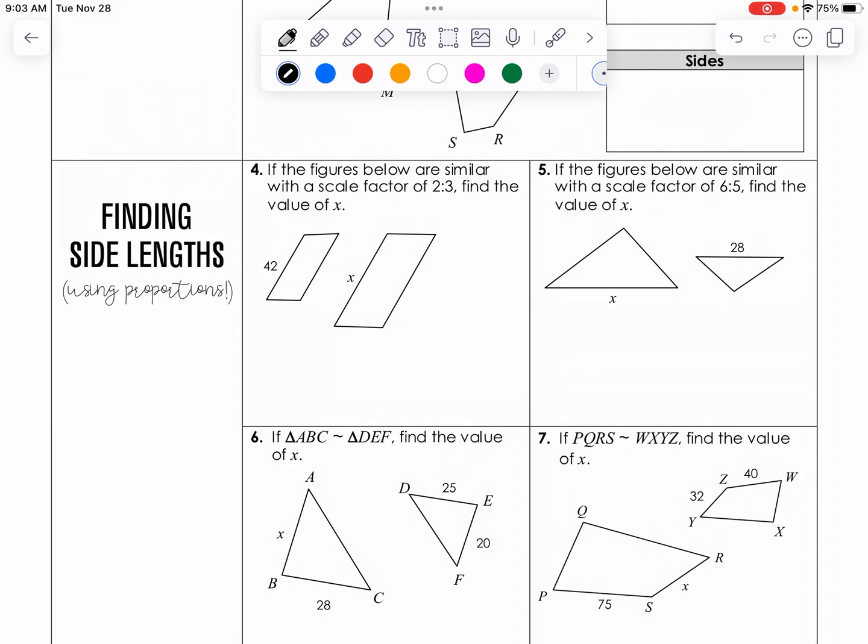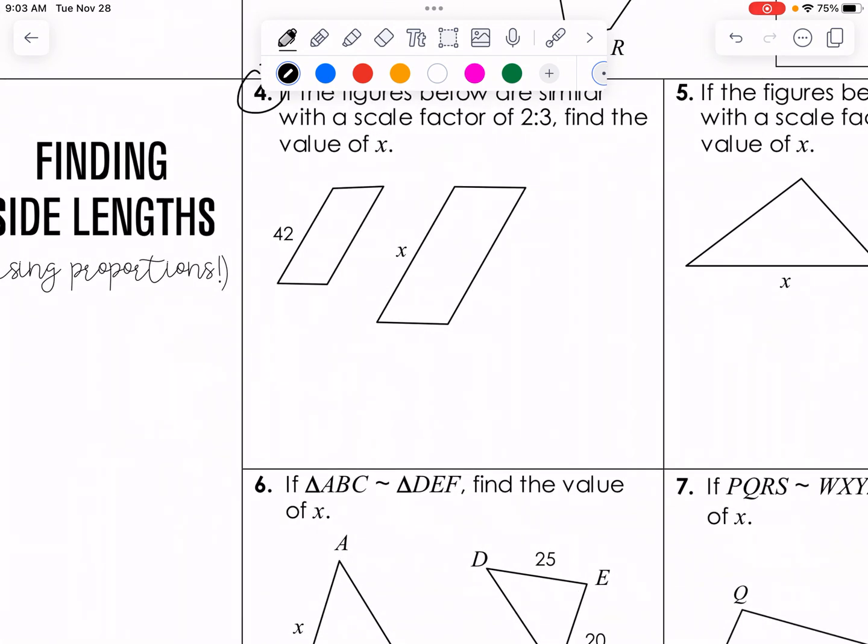We'll start with this first one. So number 4, if the figures below are similar with a scale factor of 2 to 3, find the value of x. We don't know what x is, but we can set up a proportional equation. It's going to be 2/3, a part to whole ratio, and that's equal to the first side over the second side, 42 over x.